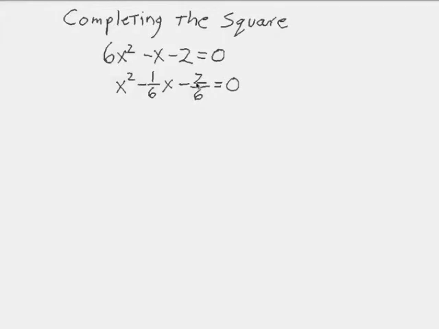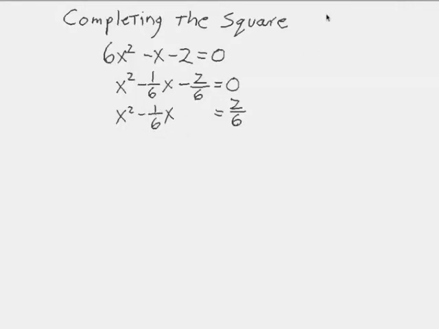Now I'm going to take this term and put it on the other side. I'm going to add 2/6 to both sides. So x squared minus 1/6 x, and I'm going to leave the space for this because I'm going to add something here in a little bit, equals positive 2/6. All right, now what I'm going to do with this expression is make it into a perfect square. If you remember, if I take half of this number and square it and put it here, then this is going to be a perfect square.